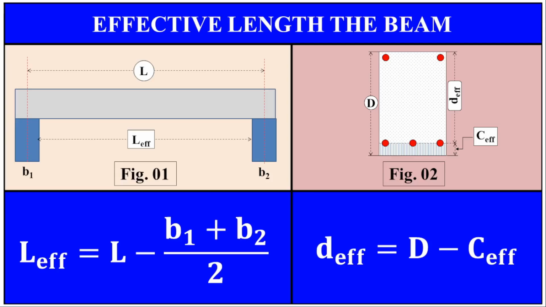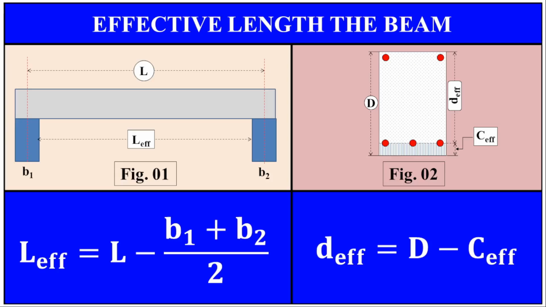Below Figure 1, we see the calculation for the effective length, Leff, of the beam. Here, L represents the center-to-center distance between the supports, and B1 and B2 are the widths of the supporting columns or elements. Therefore, the effective length of the beam, Leff, is calculated as Leff equals L minus (B1 plus B2) divided by 2.